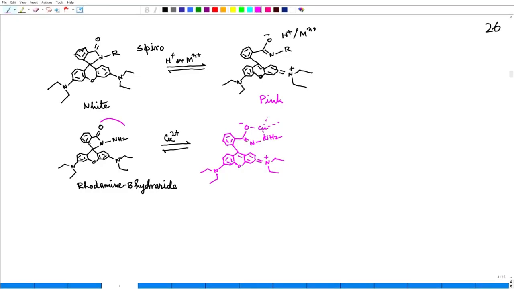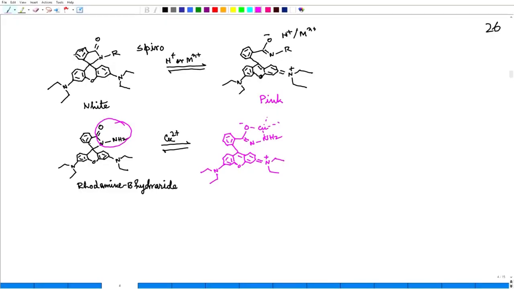Okay, so for different metal ions, what could we do? We could actually change this part. This part can be changed, keeping this spiro bond the same. We can put aldehyde to make a Schiff base, and so on and so forth. So many, many spiro compounds have been synthesized for different types of metal ions. So this is another very important compound, okay?